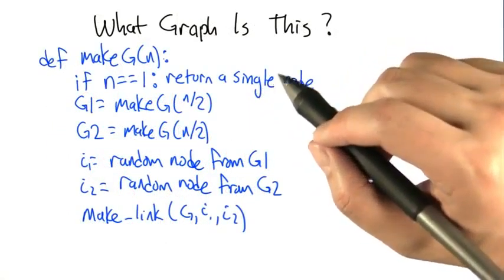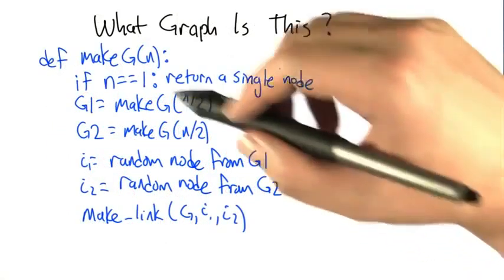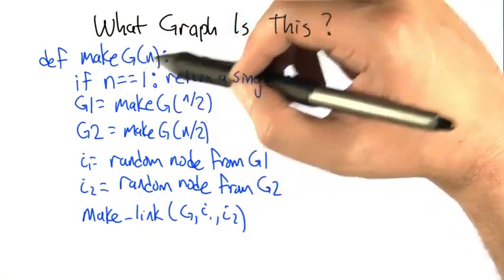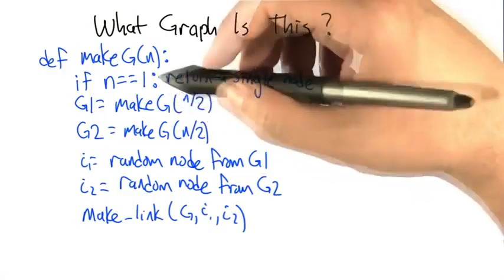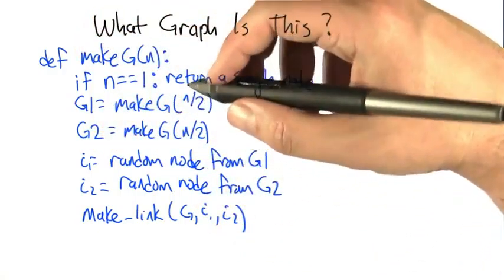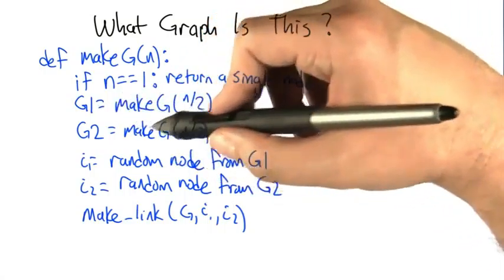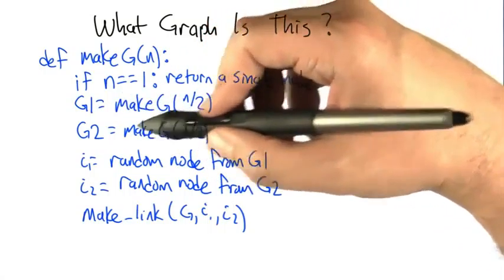So here's some pseudo Python for generating a graph with n nodes. What it's going to do is to make a graph with n nodes. If n is just 1, it returns a single node all by itself. But if it's not, we're going to assume it's some other power of 2. We make a graph with n over 2 nodes, call it g1. We make another graph with n over 2 nodes, call it g2.